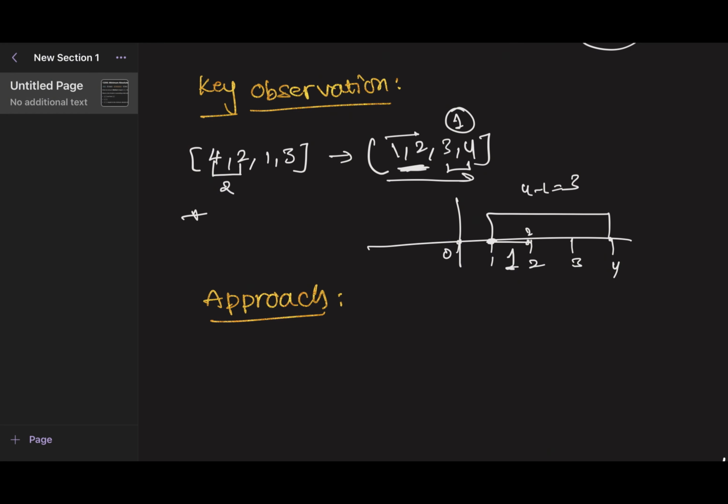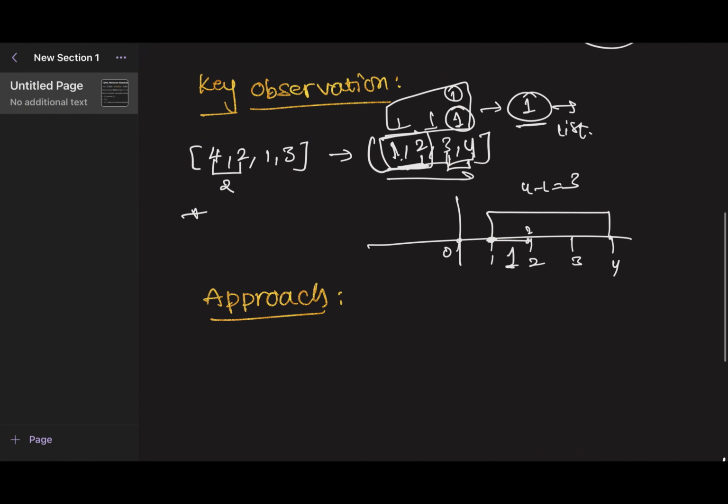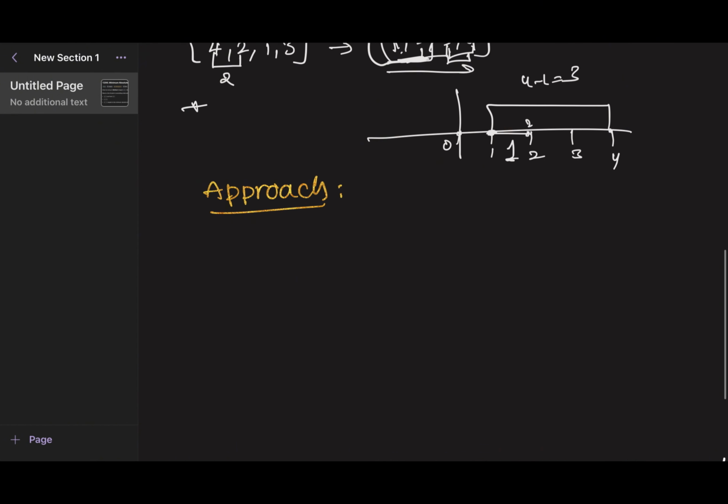Like between 1 and 2 the minimum difference is 1, between 2 and 3 the minimum difference is also 1, and between 3 and 4 the minimum difference is also 1. So what is the minimum between all these three? Which is again 1. So we'll find all the pairs with difference 1. We'll iterate the array again, find the pairs whose difference is equal to 1, and add each pair into the list. Got it? So let's see the approach now.